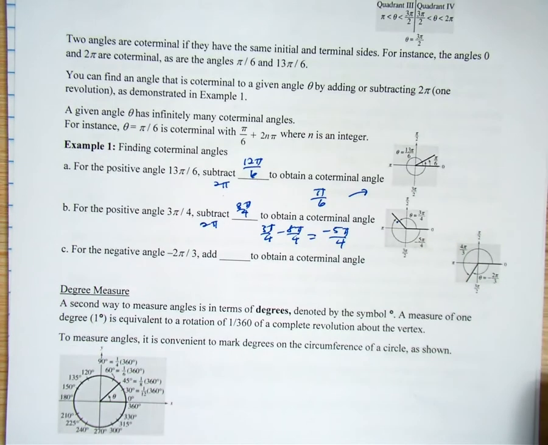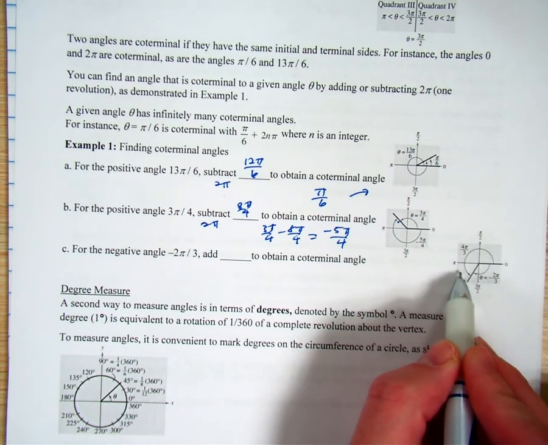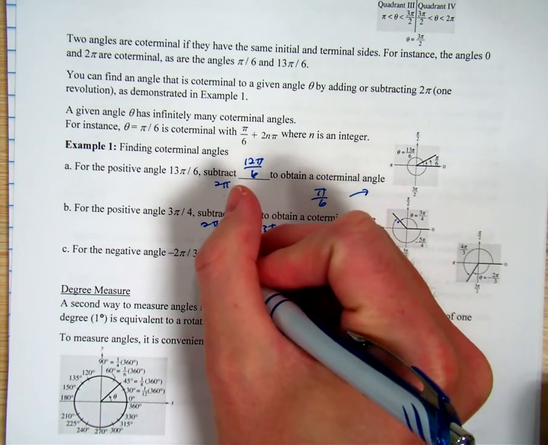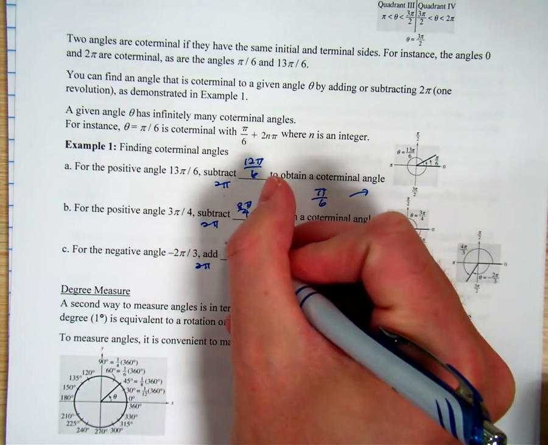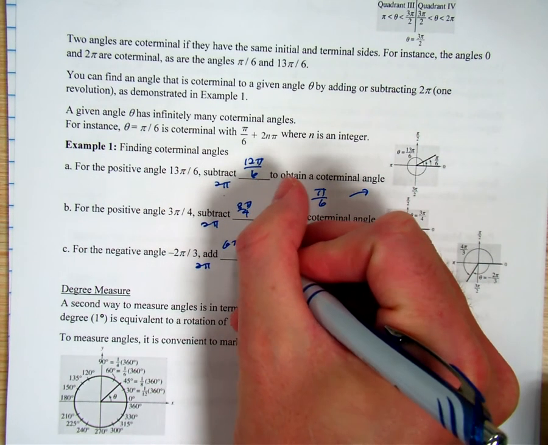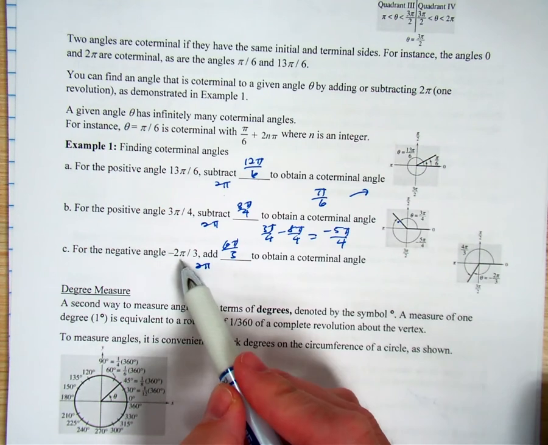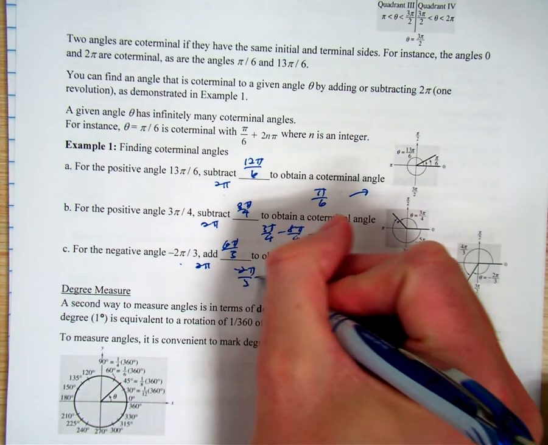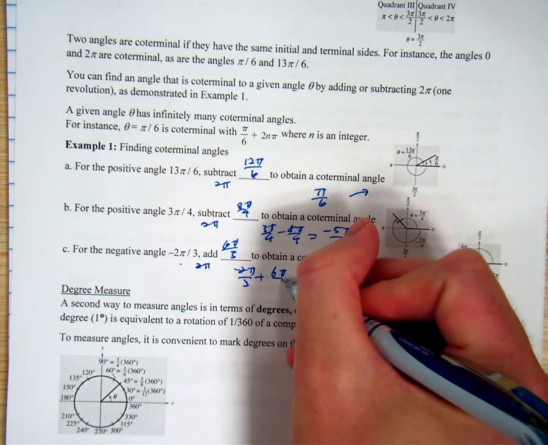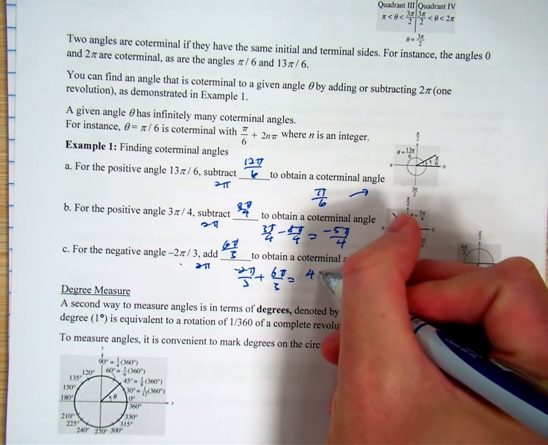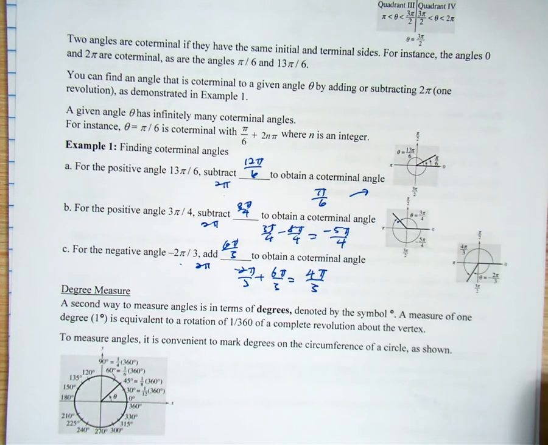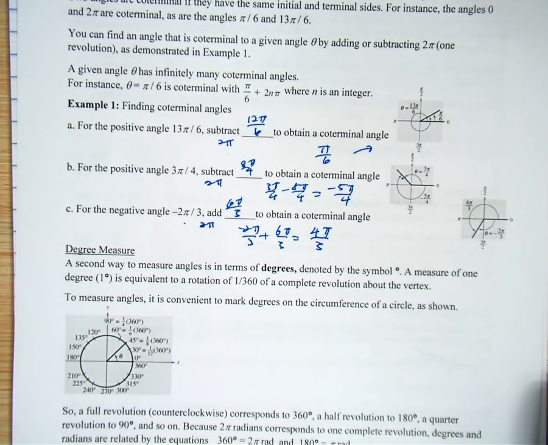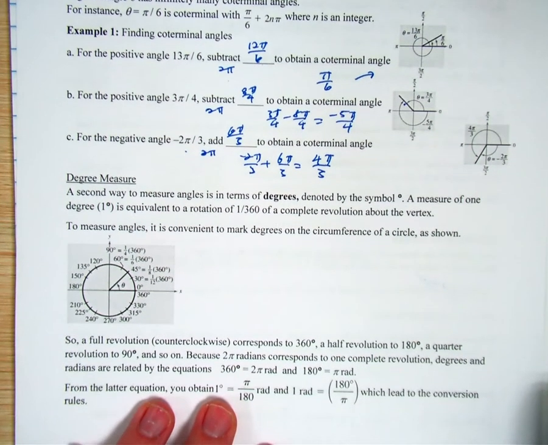For the negative angle, negative 2 pi over 3, we could add 2 pi, make it friendly. 2 pi written in thirds would be 6 pi over 3. So negative 2 pi over 3 plus 6 pi over 3 would be 4 pi over 3. Alright, these all came out to amounts that did not need to be reduced. So if you did need to reduce, make sure we get that done.